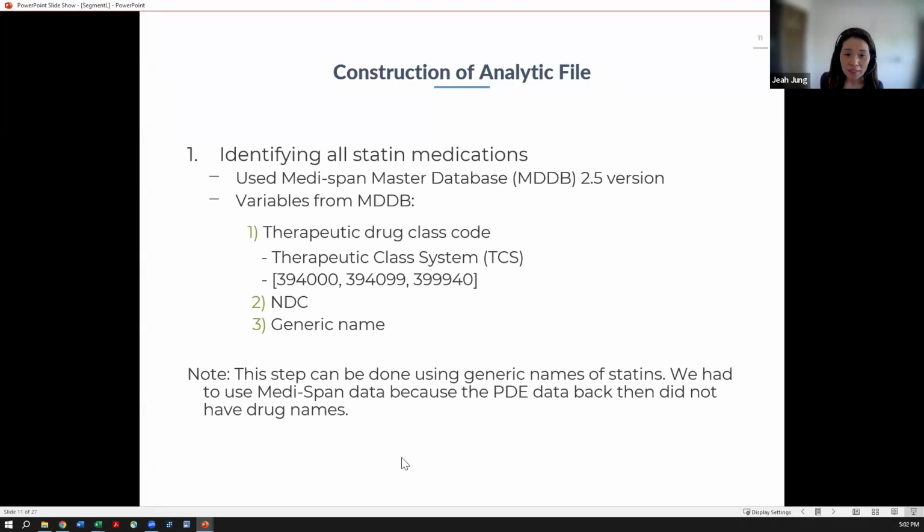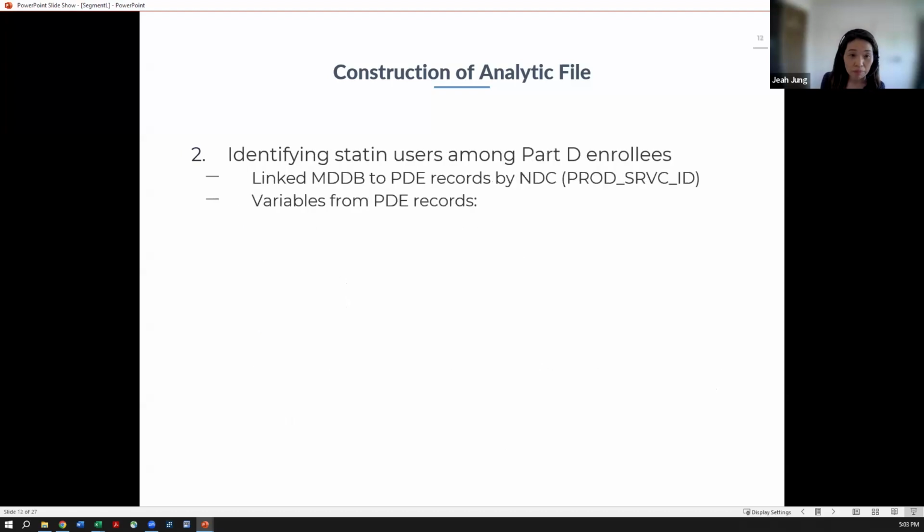Okay, so here we actually began with the Medspan data. In the Medspan file, they have a therapeutic class code, and these are statins that start with 39, and then they identified all the NDCs. And from the Medspan file, we actually get the generic name as well. So these are the steps. These days, if you are requesting PDE data now, you can do this using generic names of statins. We simply didn't have a generic name back then in the PDE file.